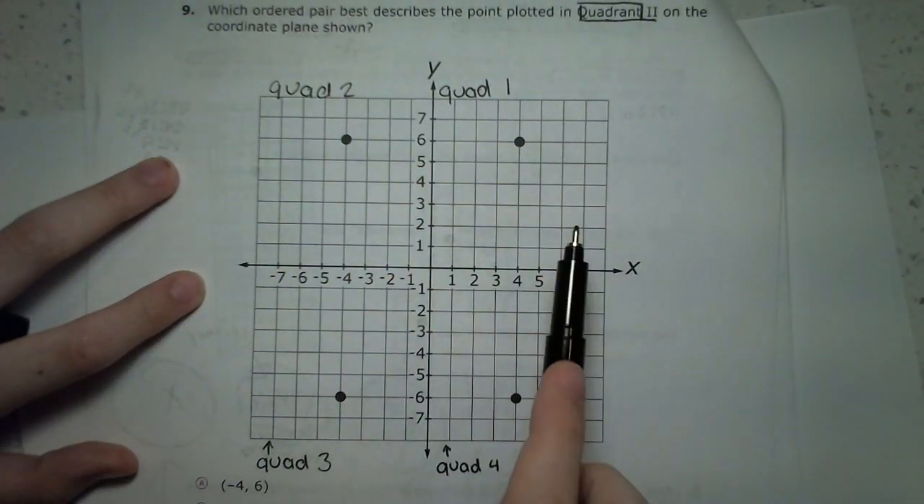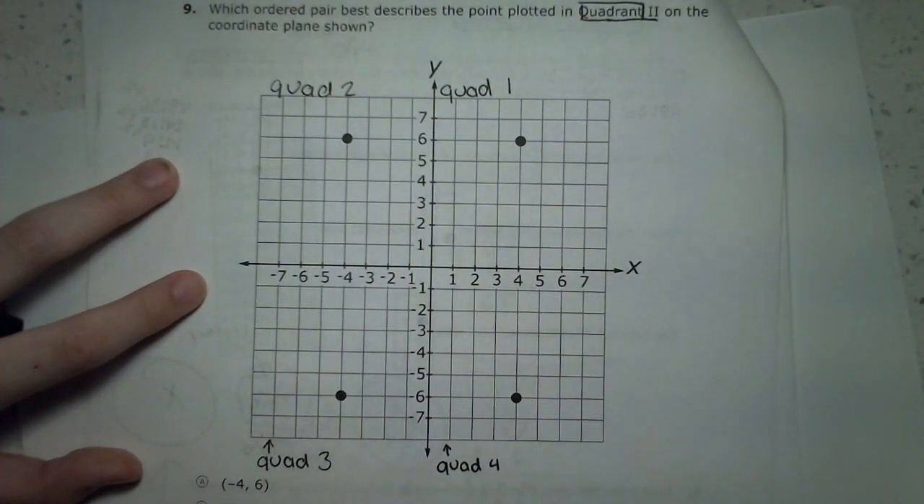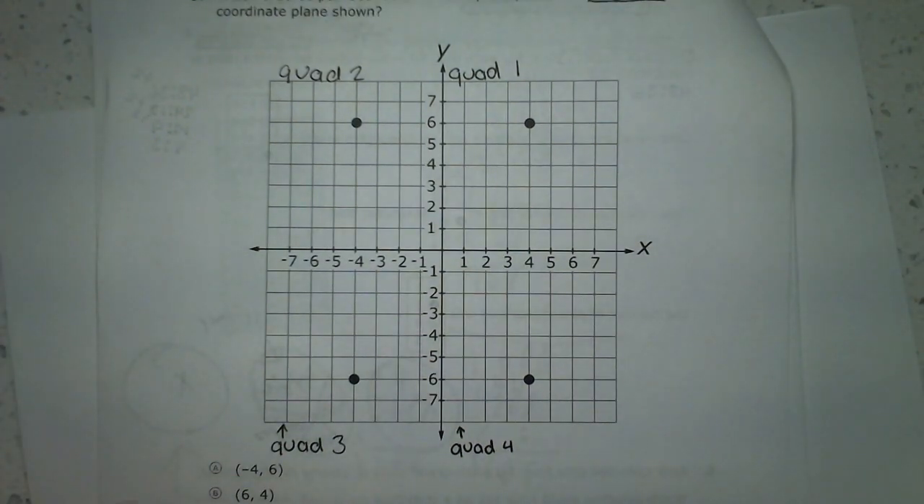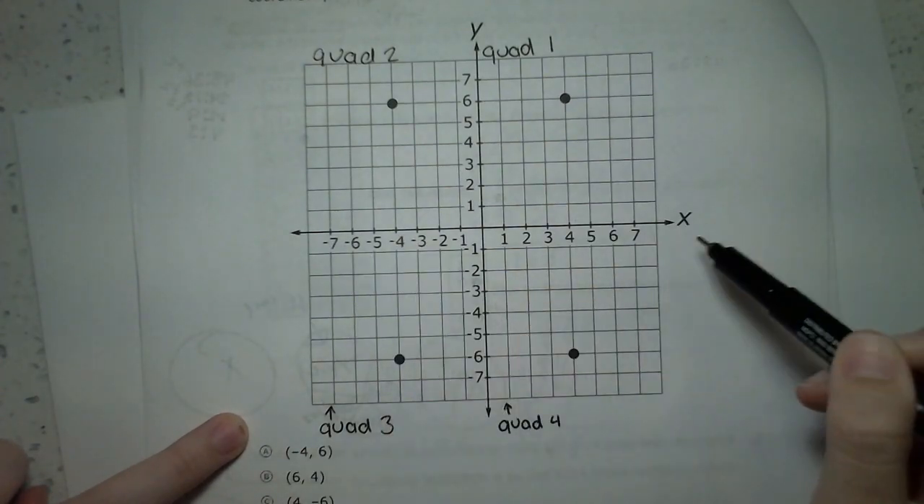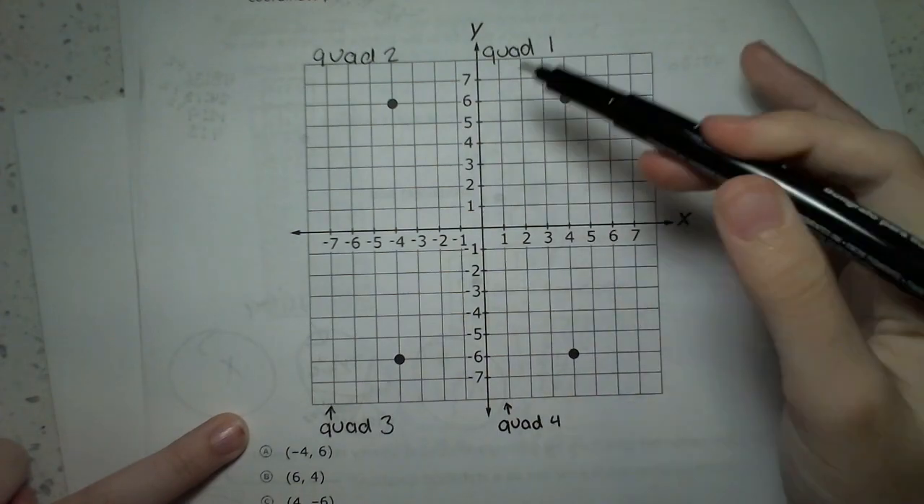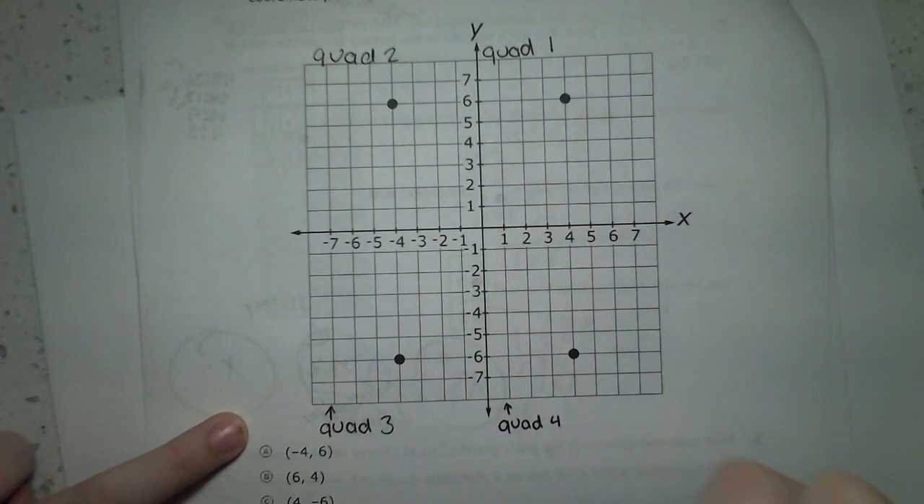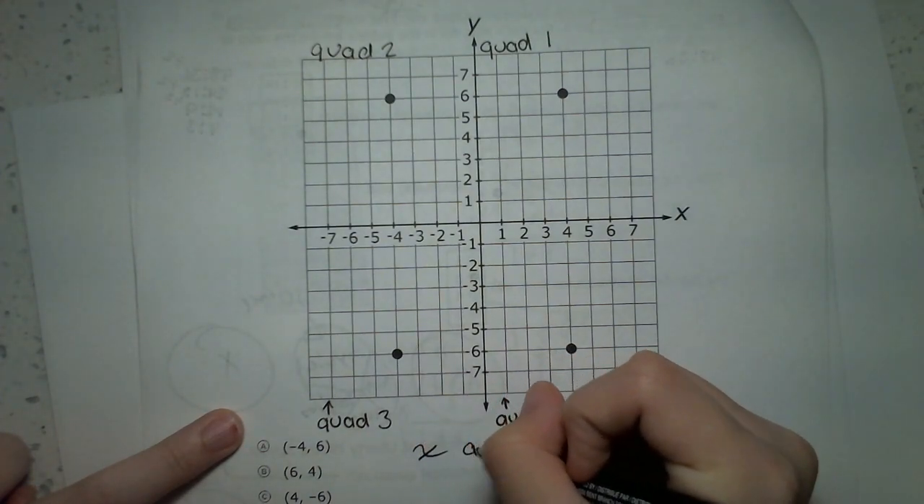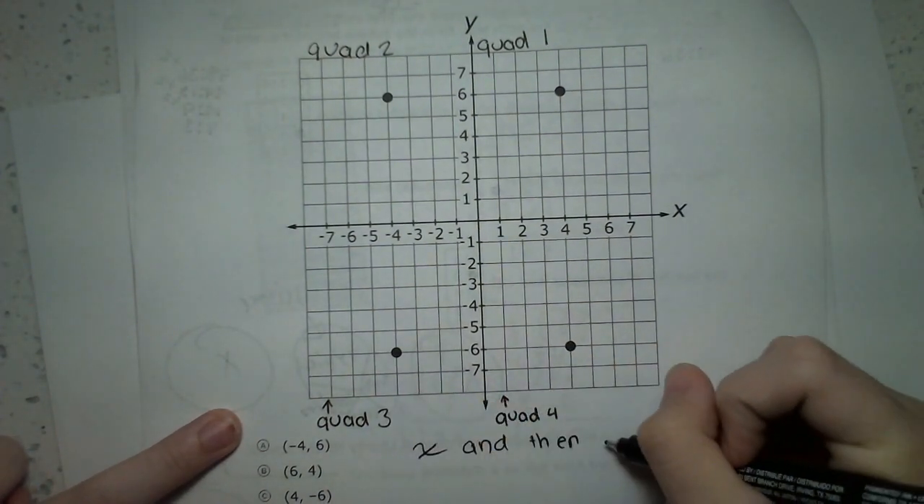You can basically just go 1, 2, 3, 4. And it's always going to be like this. The quadrants never change places. You should also know which X and Y values go first. So it will always go X and then Y.